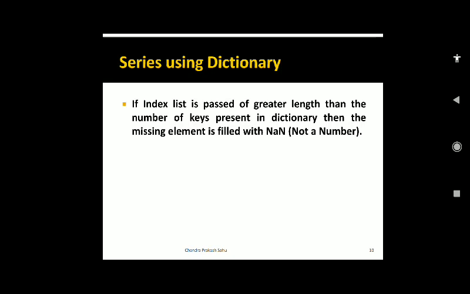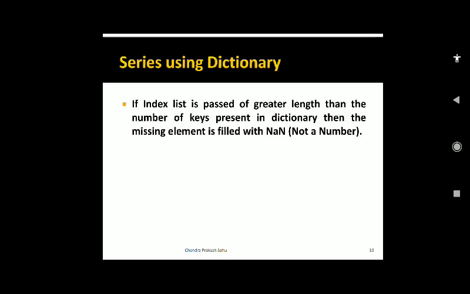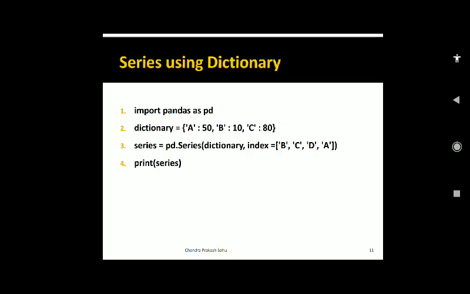What if an index list of greater length than the number of keys present in the dictionary is passed? In the previous example, you can see the index list has 3 values while the dictionary has 4 key value pairs. So the matter was solved. There was no problem. But what happens when the index values are more in comparison to key value pairs? In that case, those indexes that don't match with the keys in the dictionary will be given a value NaN, not a number.